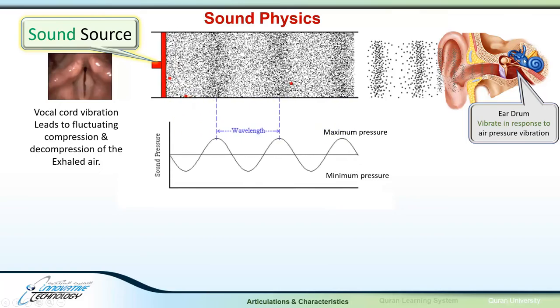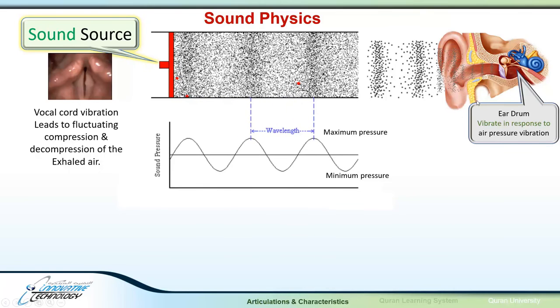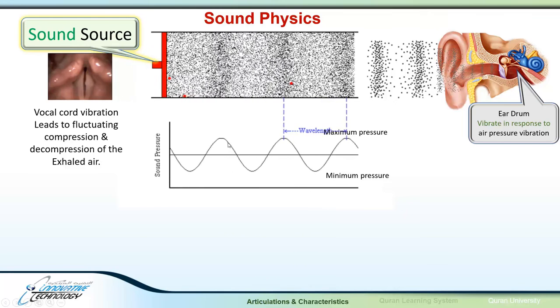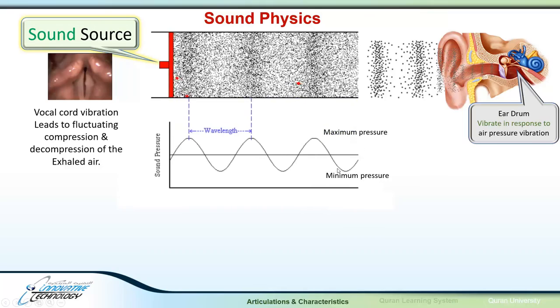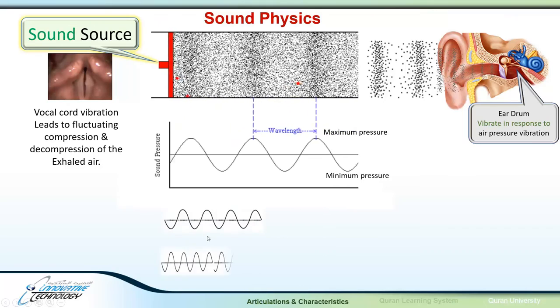So in short, the speaker's vocal cord vibration causes sound waves. Sound waves travel through air to stimulate the recipient's ear, to be eventually recognized by the listener's brain. Now, let's utilize what we have just learned about the sound wave, and let's compare these two sound waves, this one and this one.